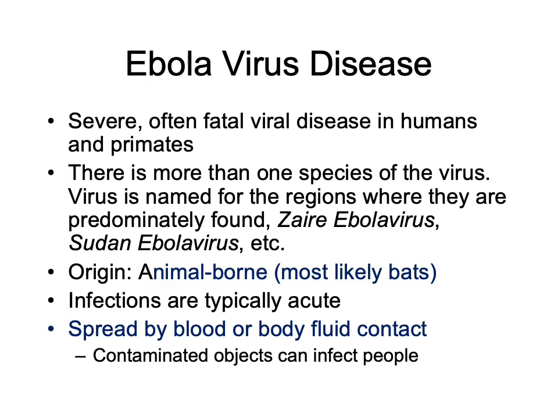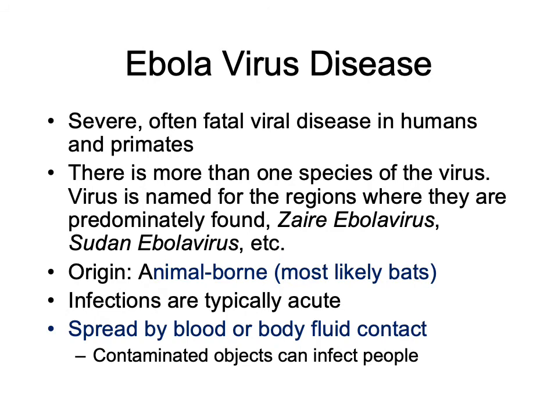Ebola virus disease was once known as Ebola hemorrhagic fever. It is now called Ebola virus disease. It is often severe and often fatal in humans and primates. There is more than one species of the virus, and the viruses that occur are named for the regions where they are predominantly found. So you can have the Zaire Ebola virus, you can have the Sudan Ebola virus. They're named for the regions where they are located.